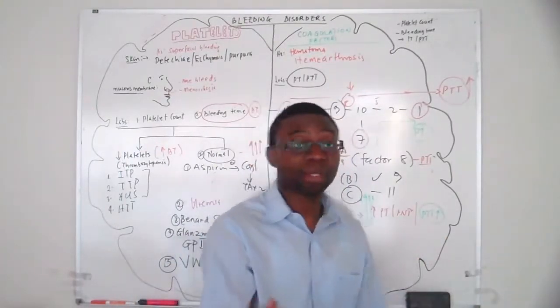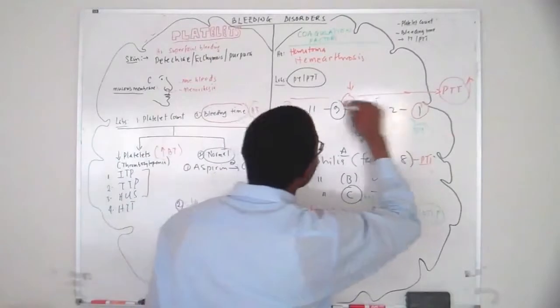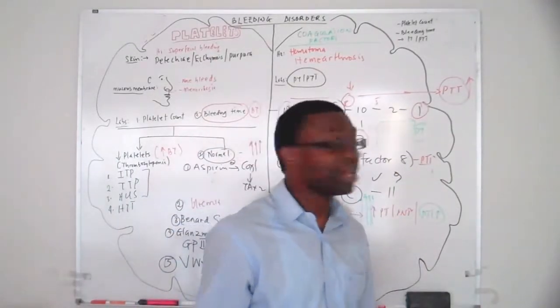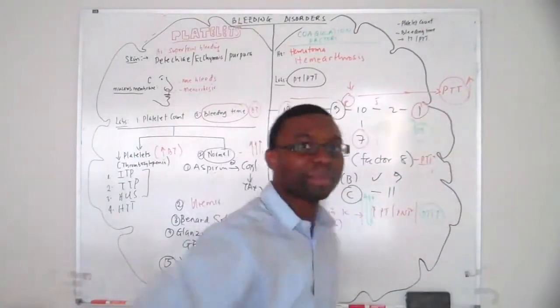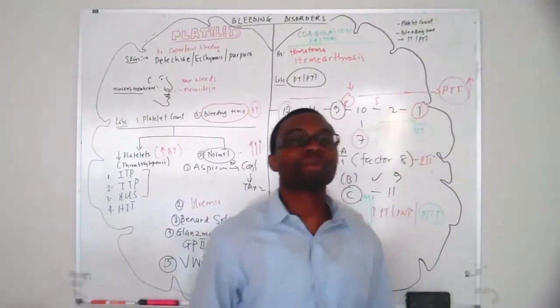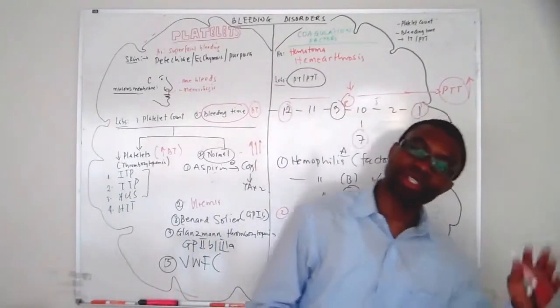What about if you're on heparin? If you're on heparin, you're going to inhibit 12, 11, 9, and 10 by antithrombin 3. So obviously, PTT is going to be what? Extremely high. Tell me one more thing we need to finish this lecture with to actually understand coagulopathy.